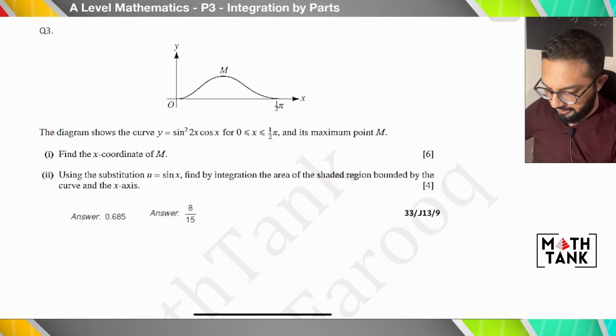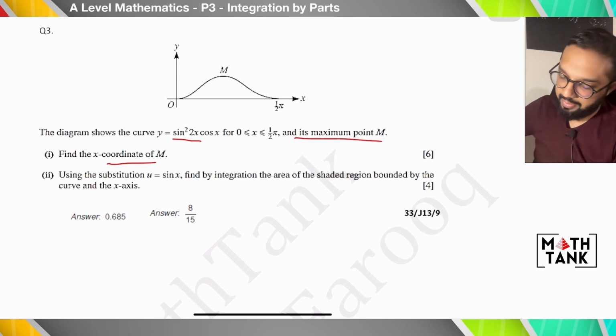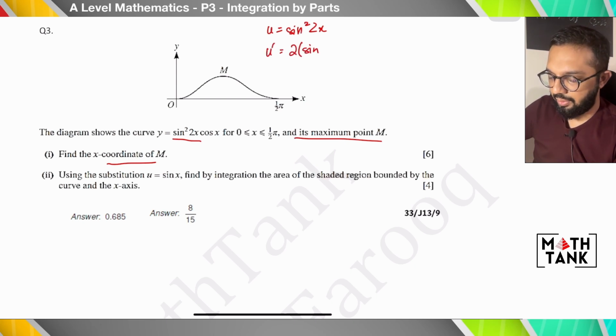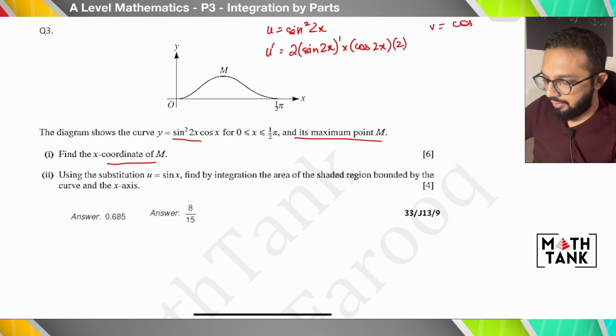Question number 3 says the diagram shows the curve this and its maximum point M. Find the x coordinate of M. This is a question on product rule differentiation basically. So u is sine square 2x. When you differentiate you get the power down, you reduce the power by 1, then you start differentiating inside the bracket. So sine 2x differentiates to cos 2x, and then you also have to multiply by 2 because you have to differentiate the angle. Then cos x is simply minus sine x.